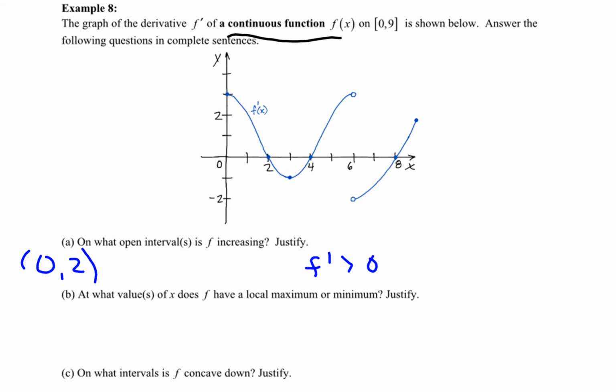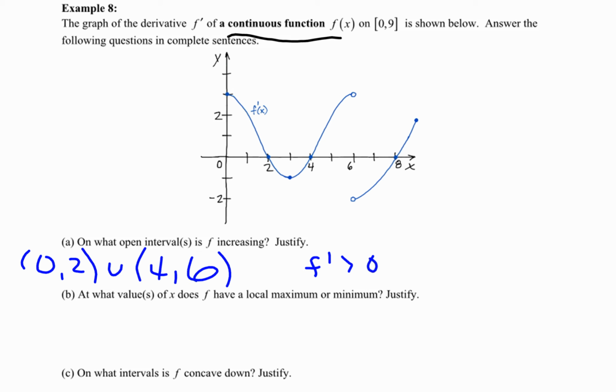I know it says answer the following in complete sentences, so you should, but I'm not going to. All right, f is increasing on 0 to 2 and on 4 to 6, since f prime is positive on these intervals. Okay, where does f have a local max or min?